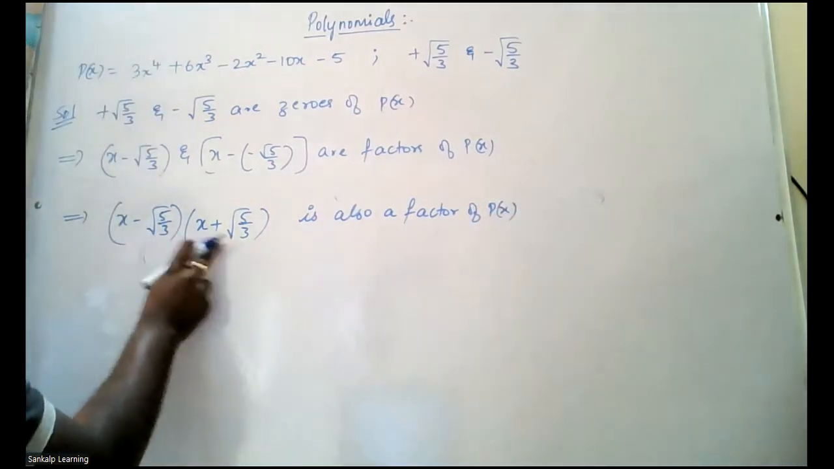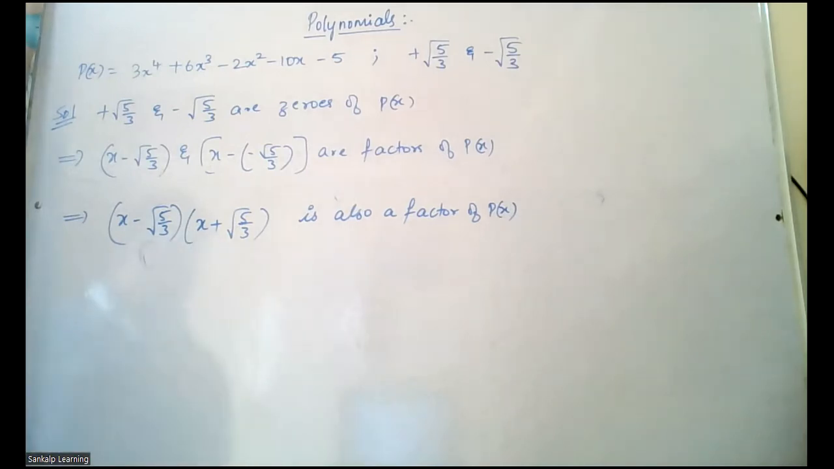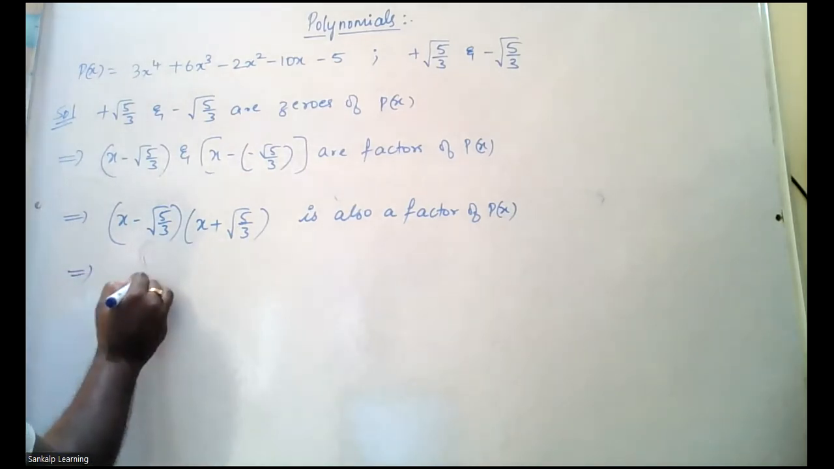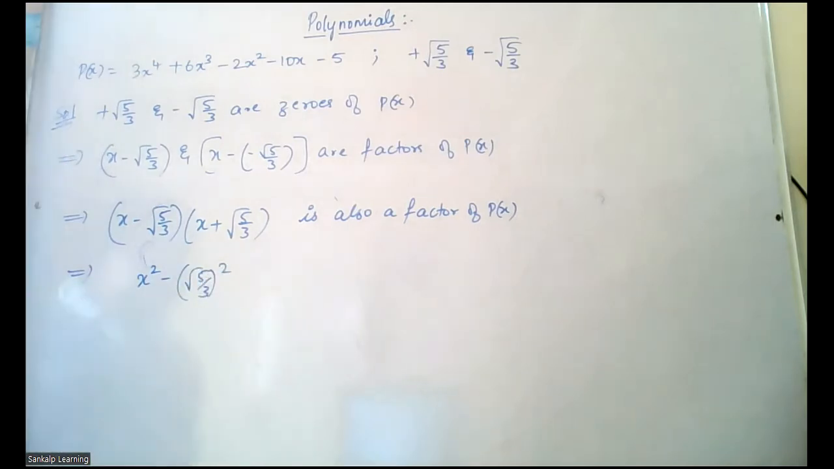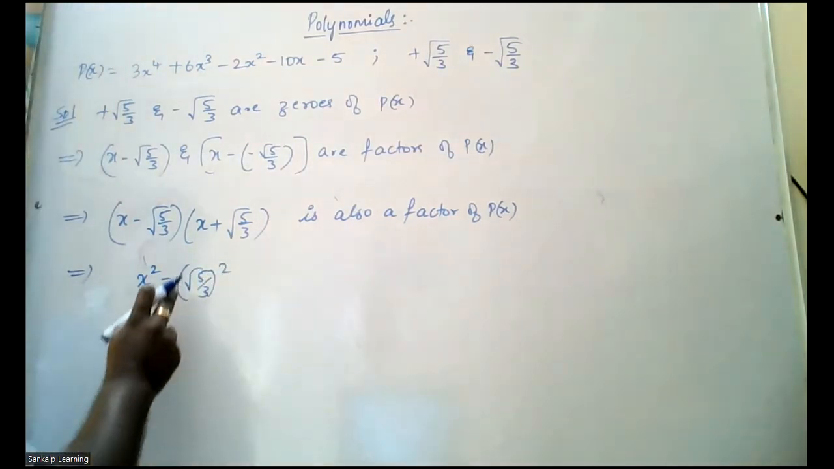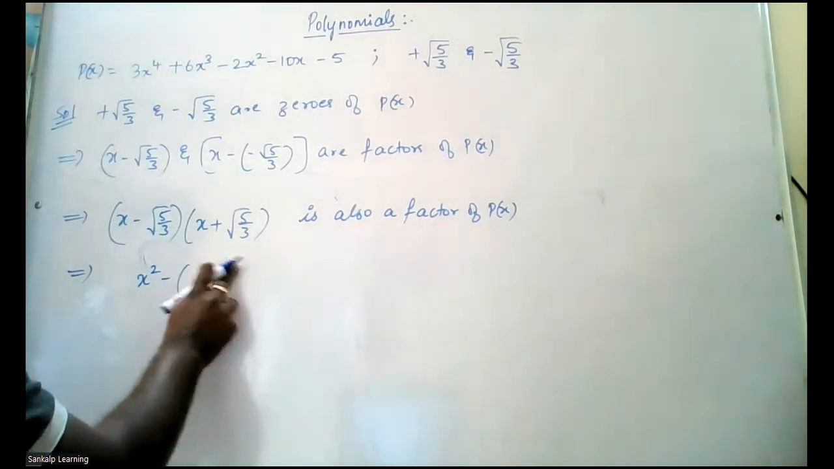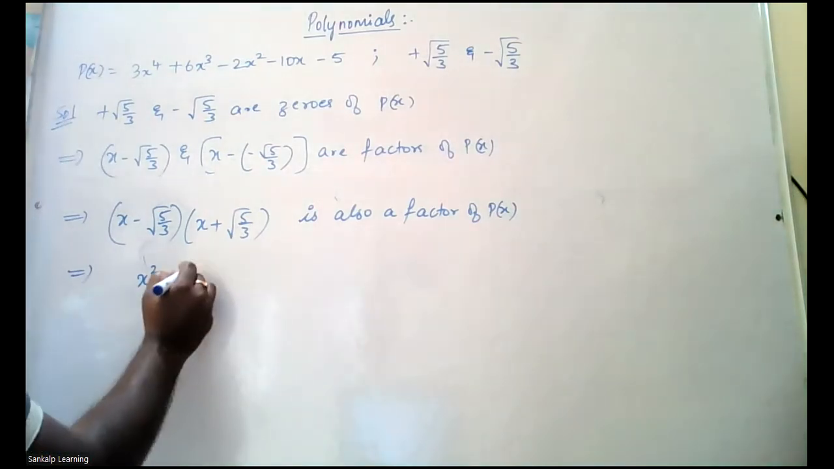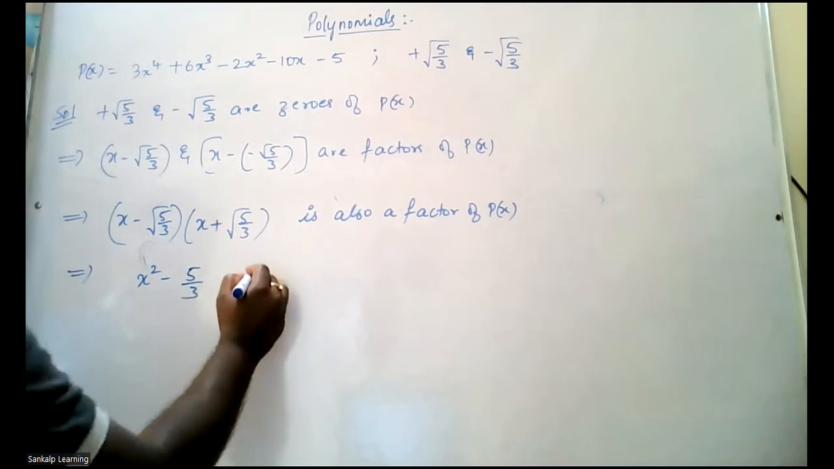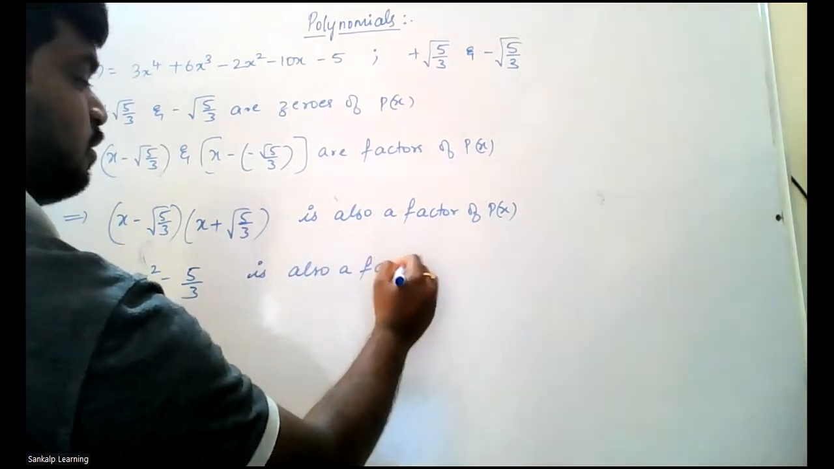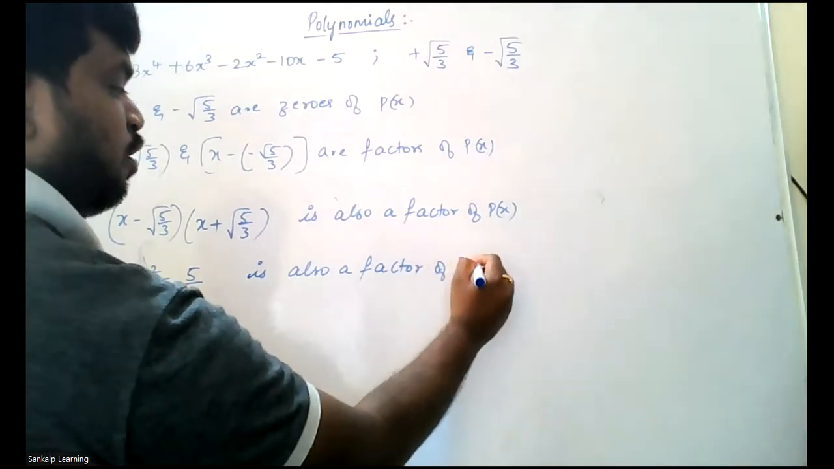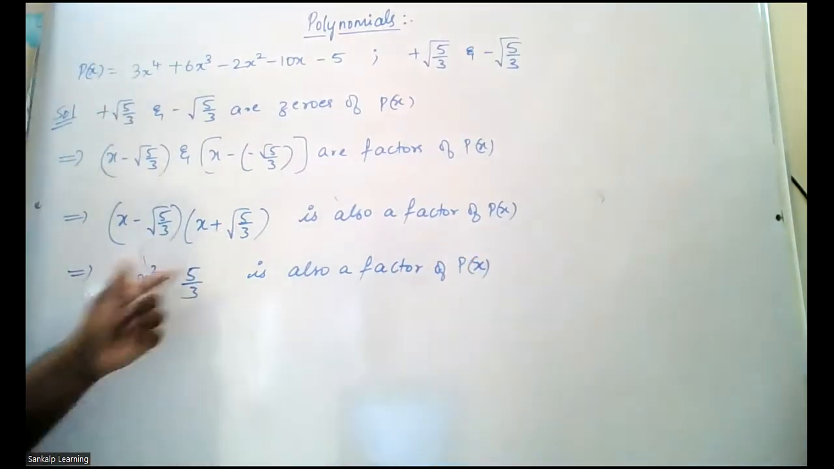Now this is in the form of a minus b into a plus b. So if I use the formula, it becomes a squared minus b squared. So x squared minus root 5 by 3, the whole square. So square and root get cancelled. So directly I can write this as x square minus 5 by 3 is also a factor of p of x. I've just simplified this and I've written it.